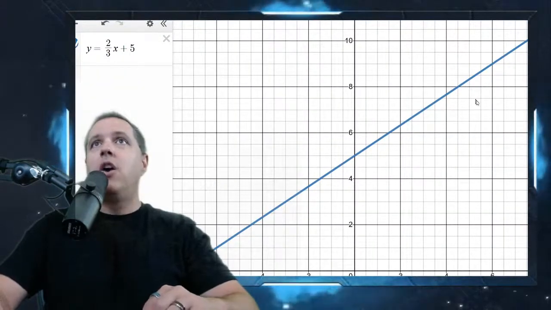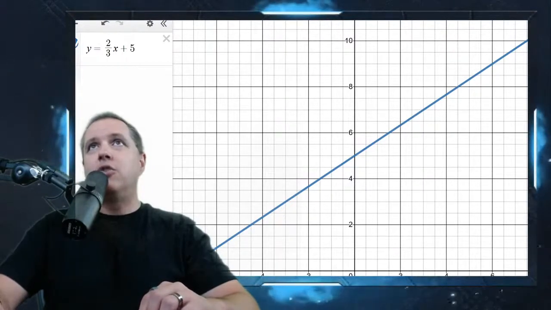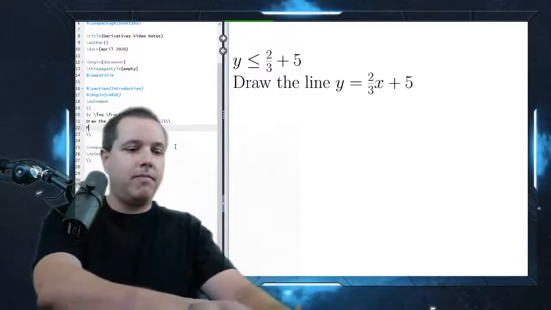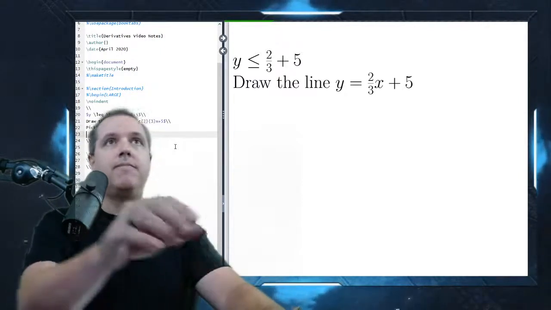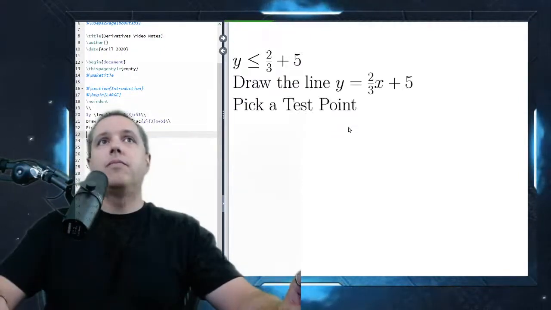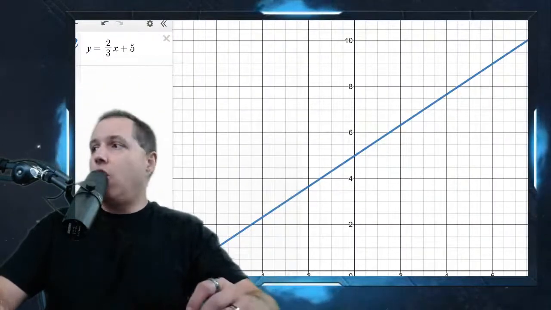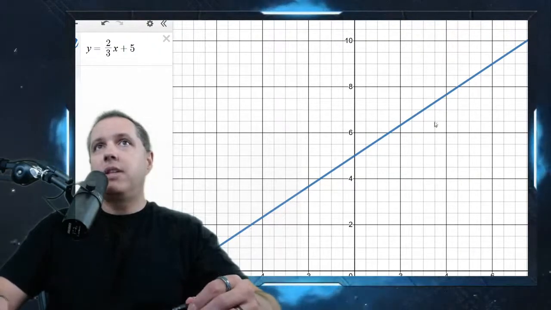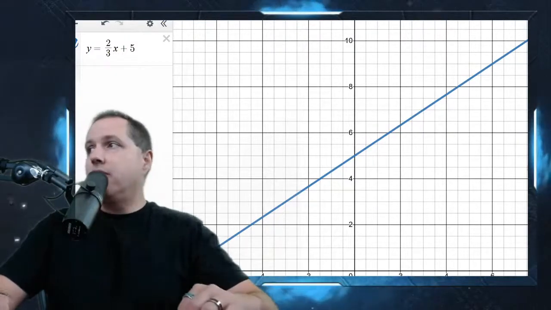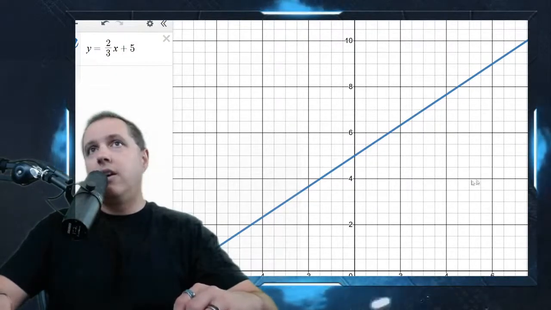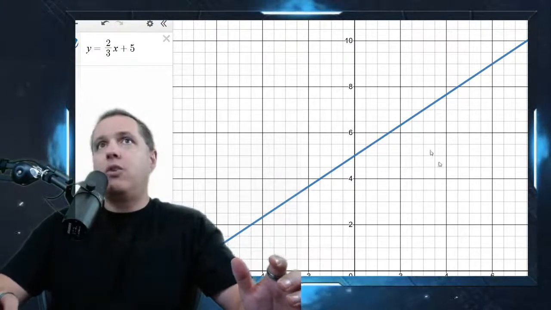We've got that. Our next step is to get a test point, because we need to figure out which side we're going to shade on. So you pick a test point. What you need to do is pick something that's not on the line. Pick something that's clearly on this side or clearly on this side over here. As long as you don't pick it on the line, you're good to go. So just pick it on one side or the other.